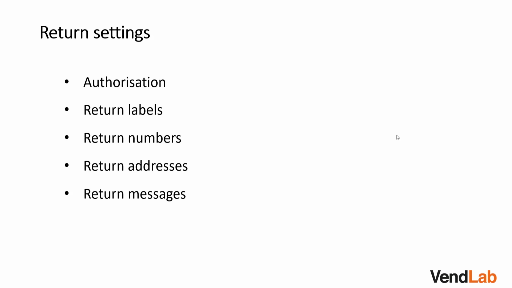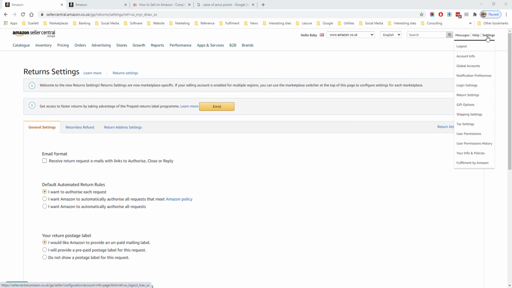To properly manage customer returns, there are a number of settings that sellers should set before they start selling. Authorizations can either be done manually or they can be automatically approved. Sellers can offer free return labels to customers or ask them to pay for their own returns. They can issue their own return numbers or have Amazon set one automatically for them. They can specify a return address and also automatic messages which go to the customers. Settings for returns are set in Settings, Return Settings.